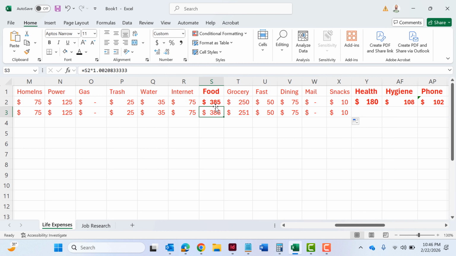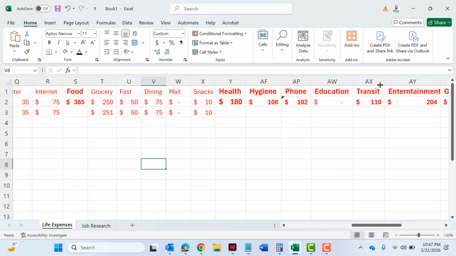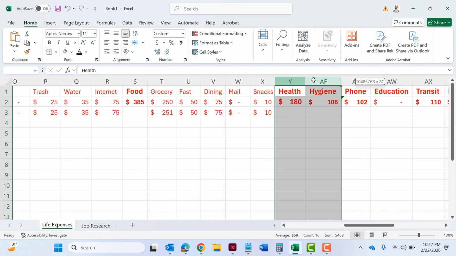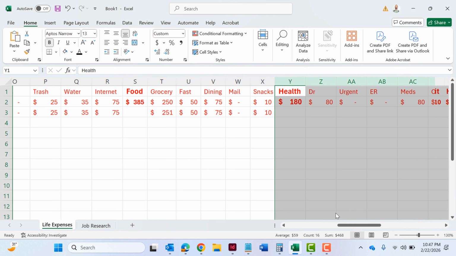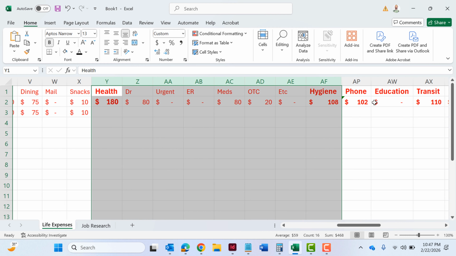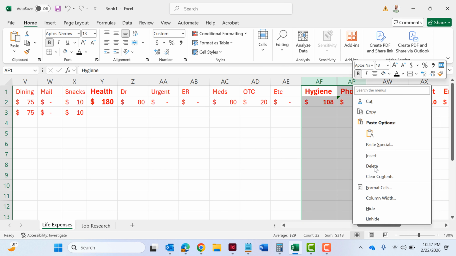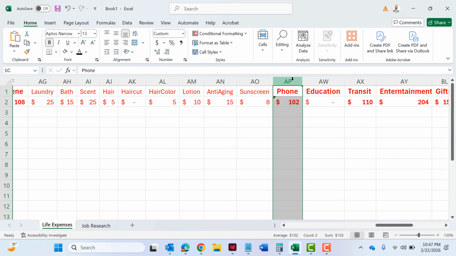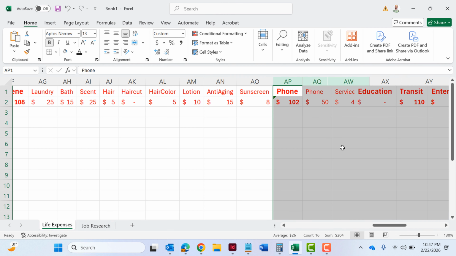However, we did apply this equation to a super category, and we don't want to do that yet. So we're going to leave that blank. Let's go through and look for our hidden columns. We know that Y is not followed by AF, so that means health has some hidden columns in here. Let's just go ahead and unhide everything. Okay? Unhide all of your subcategories.